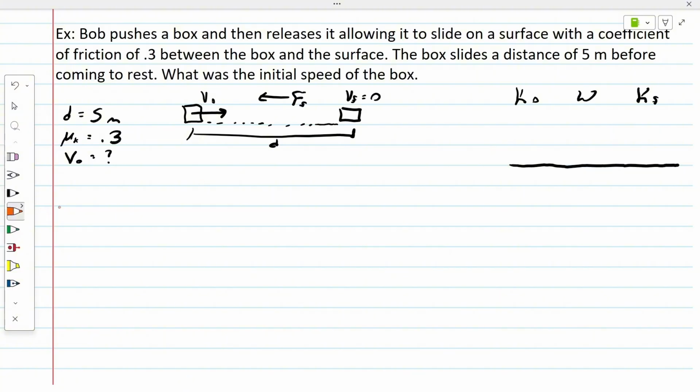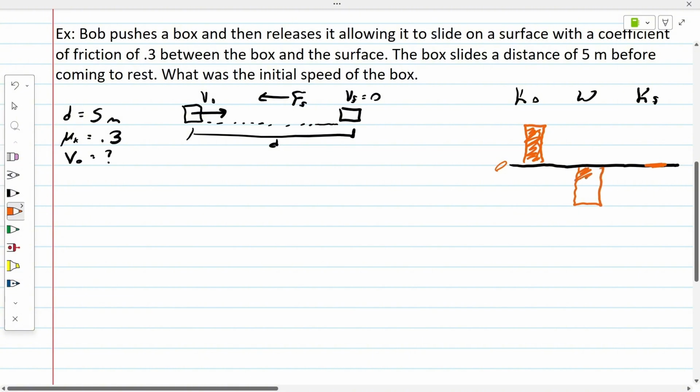So if we fill in our chart over here, we know there's some initial kinetic energy because the box has some initial velocity. And we know the final kinetic energy is going to be 0 because the velocity final equals 0. So this will be at 0. And so the work that's done has to be the negative of that initial kinetic energy. So that's what our graph over here would look like.